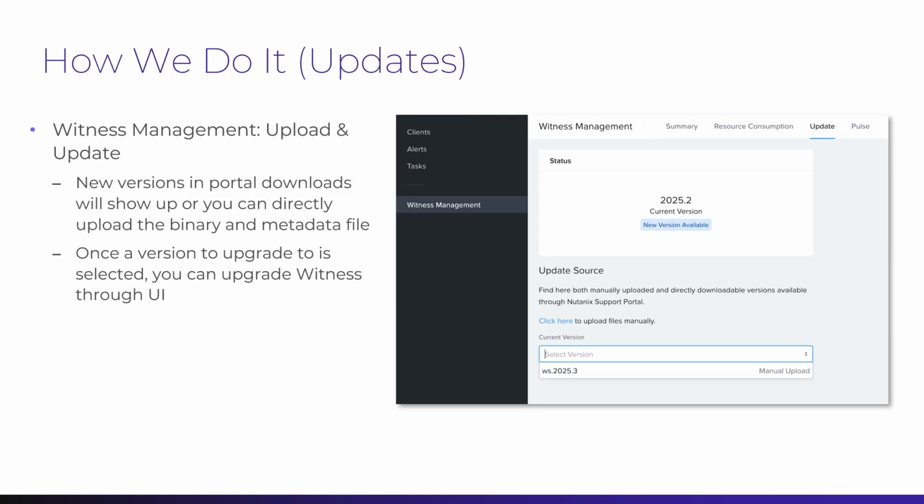Under witness management, the update section allows you to update the witness directly from the Witness UI, which is pretty cool. Two things you can do here: you can upload a witness version binary directly, along with the metadata file, or this will show versions that you can directly download from the Nutanix support portal. Once you have the version that you want to upgrade to, you can just upgrade it through this UI. A nice, easy way to stay within the witness and update its version.